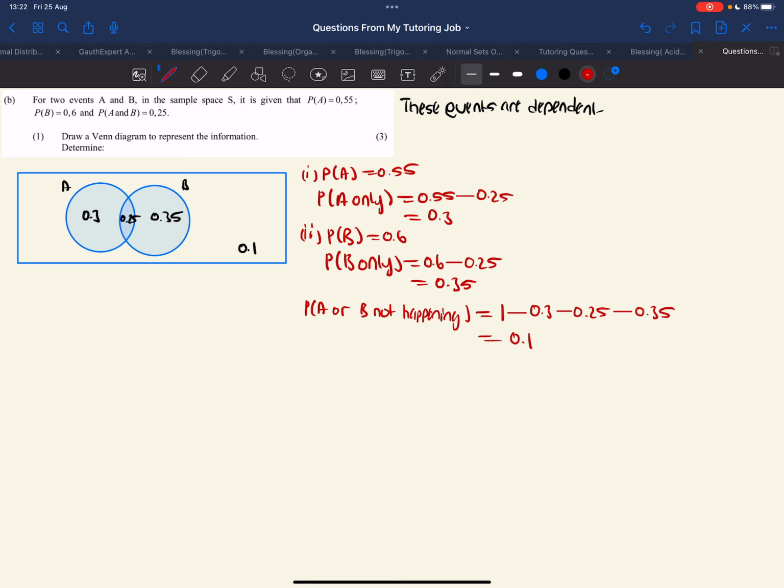You're supposed to have 0.3 there for A only. Let me call this space S. So your probabilities should be 0.3 there, 0.25, 0.35, and 0.1 outside. And that's how your answer is supposed to look. Okay.